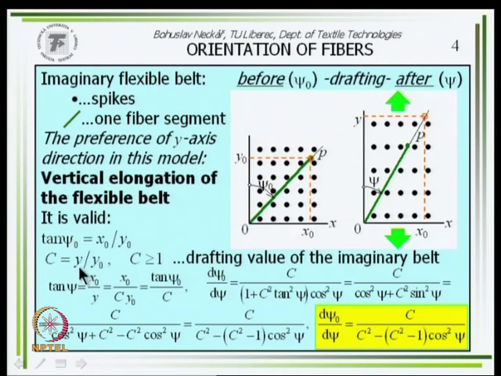But y from this equation is c times y0, so that it is this one. x0 by y0 is tangent psi 0, so that this one. Now we can differentiate this equation, and after a few steps you can derive it. We obtain such an equation here. After rearranging, in the end we obtain this equation. It will be important for us.